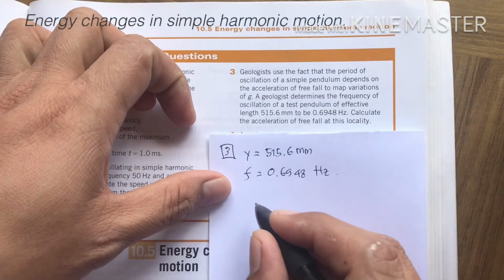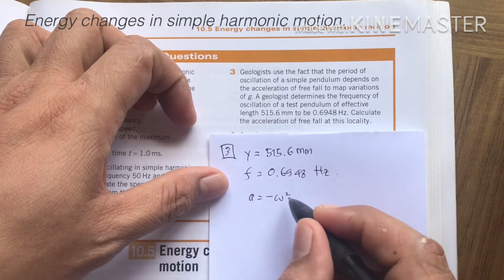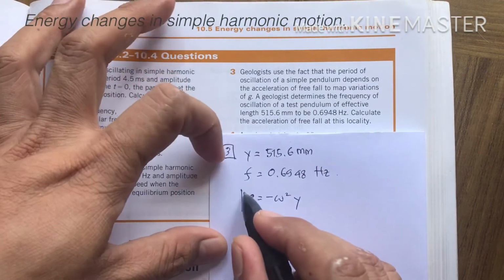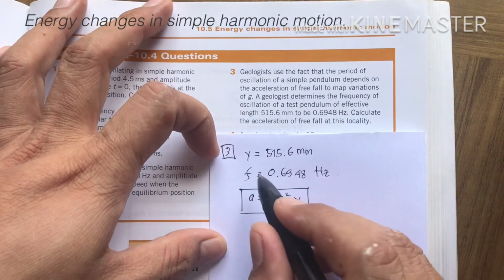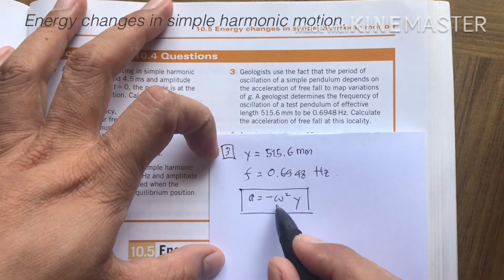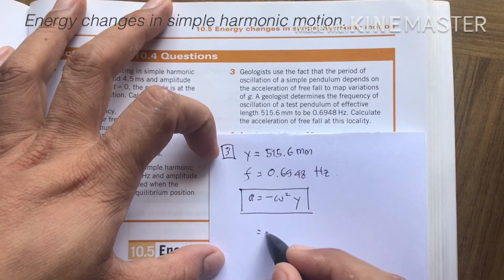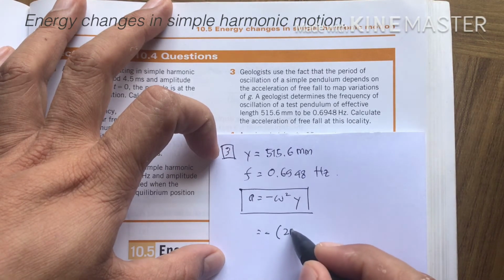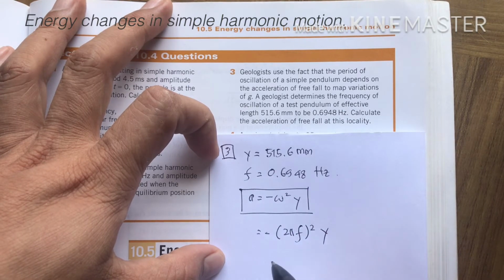We have the formula of the acceleration, which is omega square y. We already have y, and we need to break down the omega into a function with frequency. So omega is 2 pi f, squared, times y.